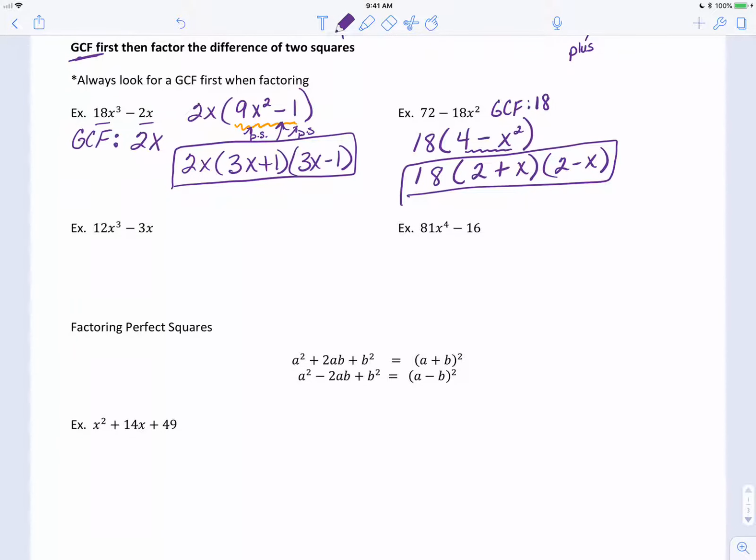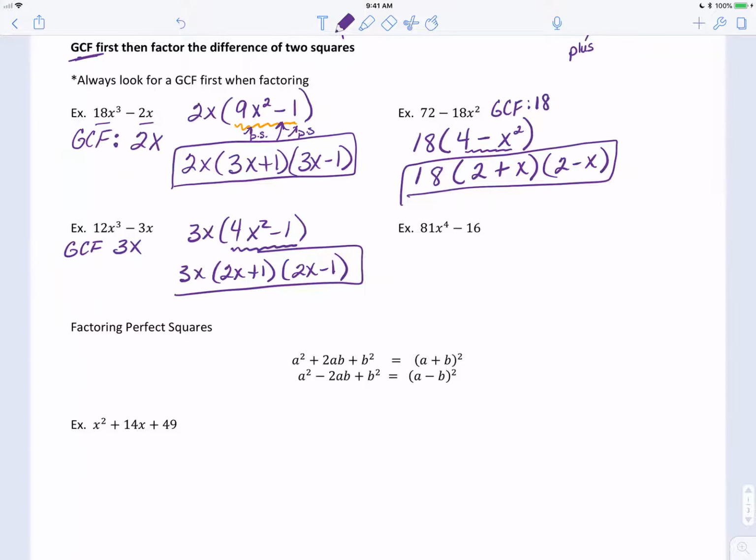Okay, so here we've got another GCF. What have we got here? We have a 3 and an x. So let's take the 3x out. And that leaves us with 4x squared minus 1. Then we're going to look and see what's left and see if we can factor that some more. And yes, we can. That's 2x plus 1 and 2x minus 1. So again, perfect square, minus in the middle, check. So always sort of look for those.